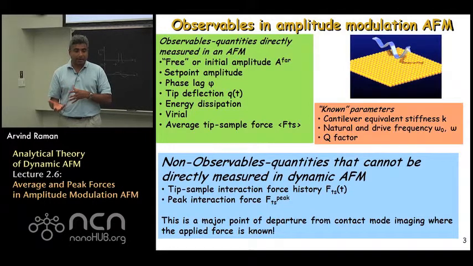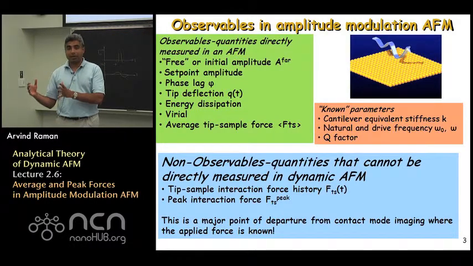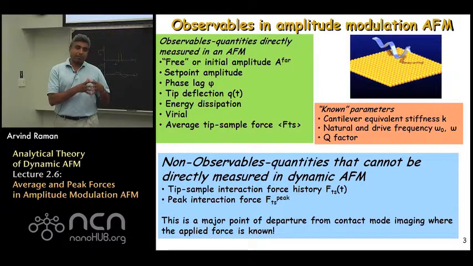Now, the amplitude and phase can be converted very easily into energy dissipation and virial, like we talked about in the last couple of classes. So these are all, broadly speaking, the observables that are based on cantilever dynamics. On the other hand, there are some parameters, calibration parameters typically, such as cantilever stiffness and Q factor, which we've discussed how you might determine for your particular probe. In contrast, as you're scanning over a sample, what remains unknown is what exactly the interaction forces between the tip and the sample are as a function of time.